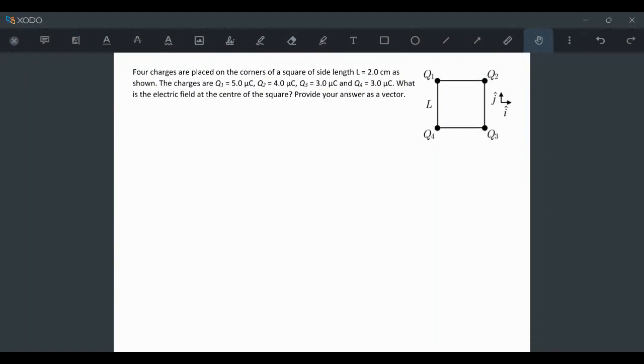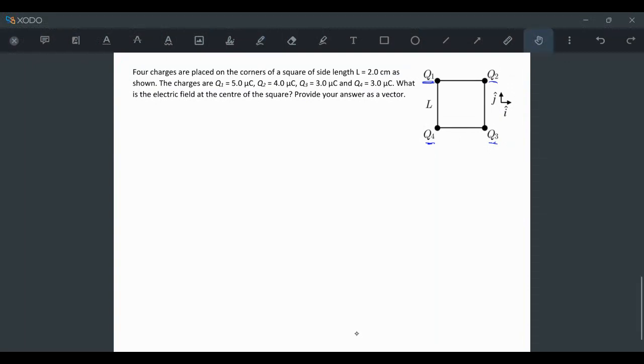So, similar construction to problem 2, but this time we have a square, which will hopefully be a little bit nicer. We have 4 charges placed in the corners as shown, but they have different values this time. We have Q1, Q2, Q3, and Q4.